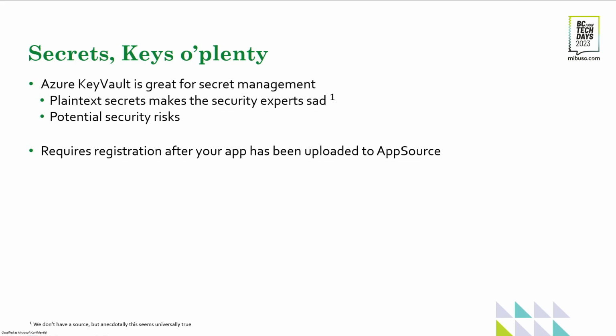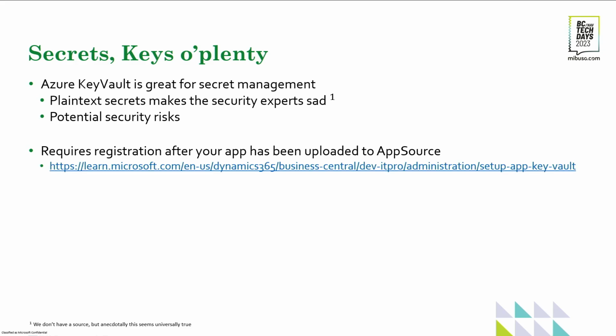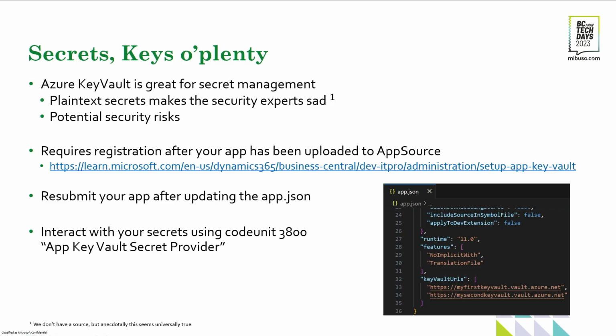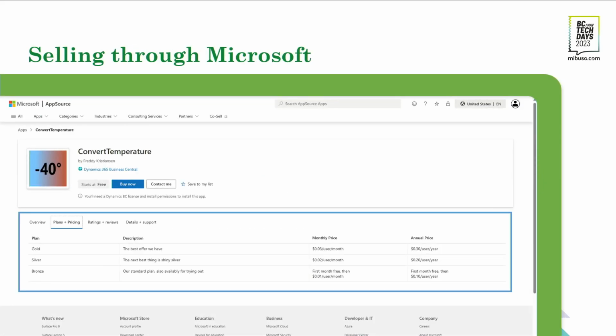In order to enable the usage of Key Vaults, you'll have to first push your app to AppSource, and then you'll have to go through some registration process that is documented here. And then we'll validate that you actually own the key vaults that you would like to register for your app, and after that you'll be able to resubmit using your key vaults set in the key vault URL properties. So you can have multiple key vaults set there. And once you're done with that, we have some code units that you can use in the system app and base app to make it easy for you.